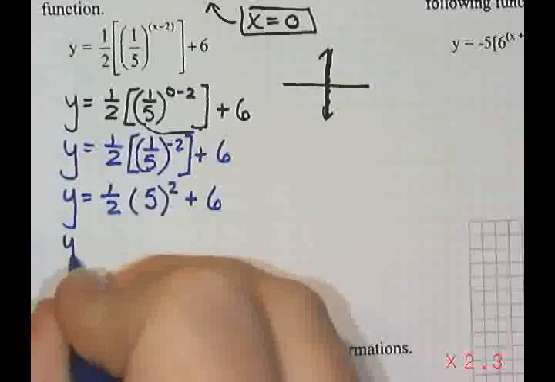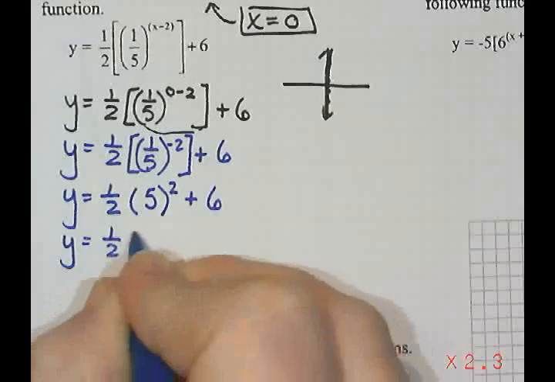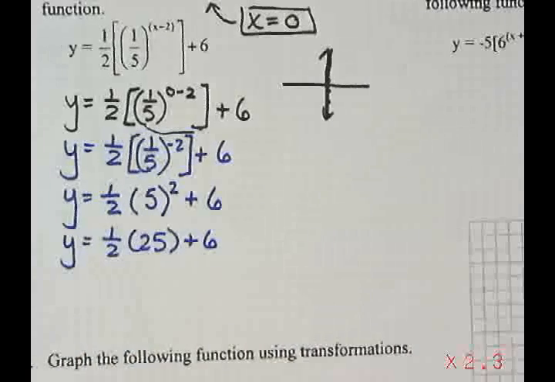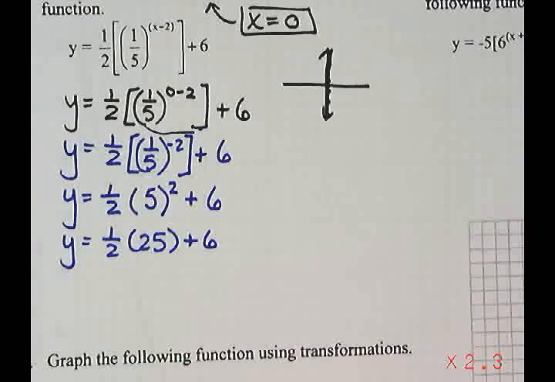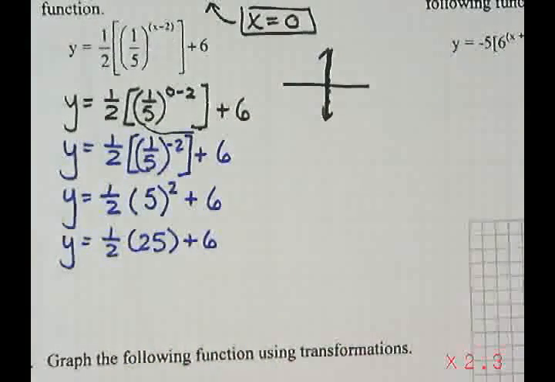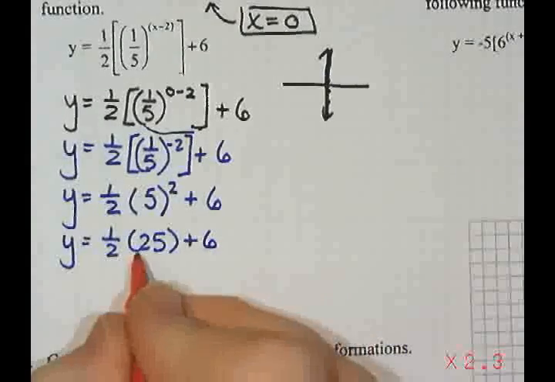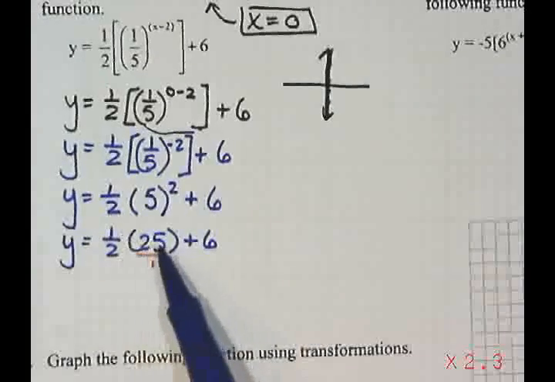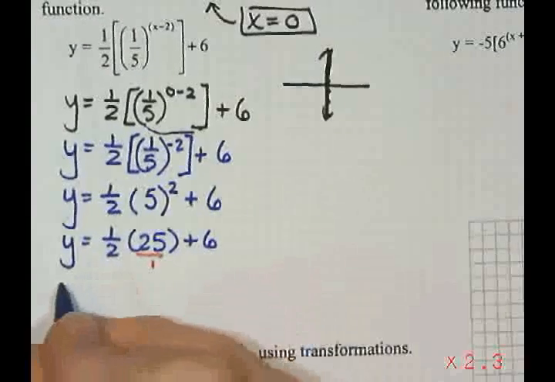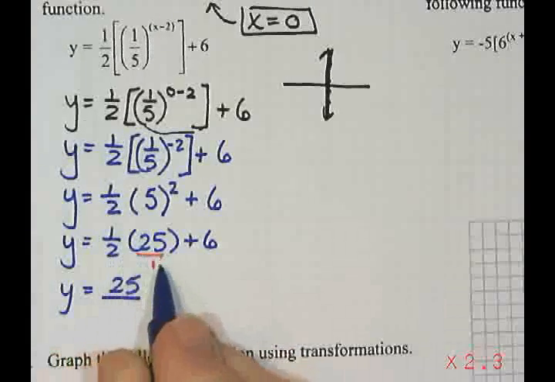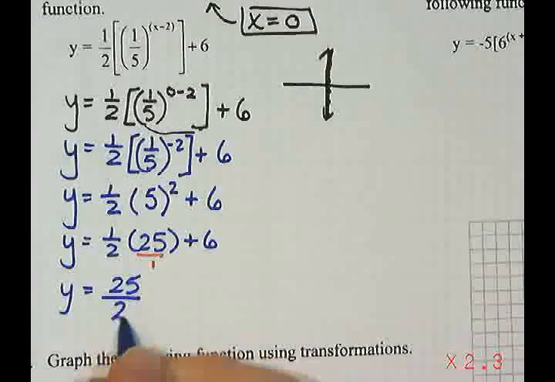So I have y equals 1/2 times 25 plus 6. Now I could use a decimal here, but I really would like to try to keep it a fraction if I can. So I'm going to multiply 1/2 times 25. 25 is secretly 25 over 1. And when we multiply, we do numerator times numerator, so 1 times 25 is 25, and then denominator times denominator, 2 times 1 is 2.